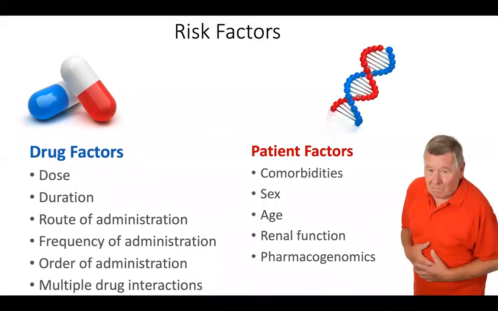So here are the types of factors that we have commonly found in some of our algorithm developments. Drug factors include the dose, duration, route of administration, and how frequently the medications are given. Order of administration might be important in some interactions.